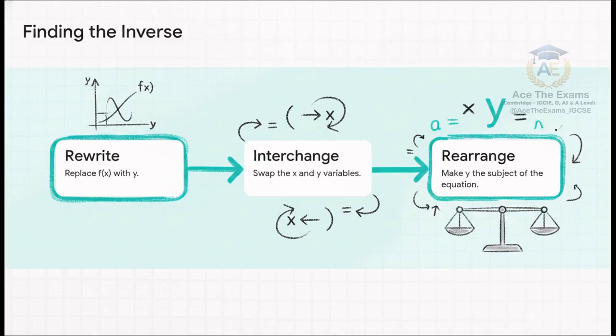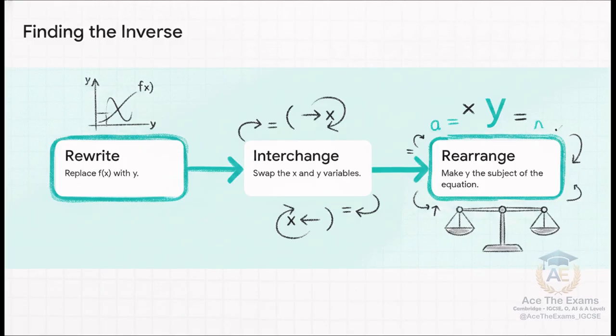Step 1. You take your original equation and rewrite it, replacing the formal f of x notation with a simple letter y. Step 2, and this is the absolute magic step, you literally swap the positions of the x and the y in the equation. You interchange them. Step 3, you use your standard algebra skills to rearrange that new equation to make y the subject again. If you write these 3 steps out clearly on your exam paper, you are providing the perfect evidence and explanation that examiners are desperately looking for.